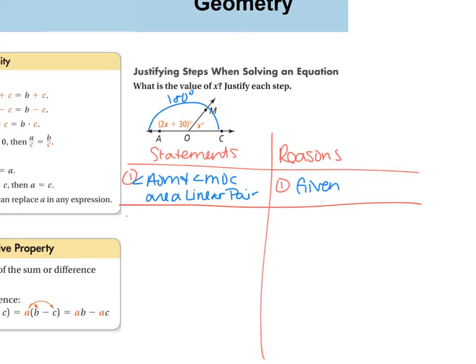Okay, step 2. What does that mean for them to be a linear pair? Well, I just told you that means they add together to be 180. So that means angle AOM plus angle MOC equals 180. How do I know that? Well, that's just the definition of a linear pair.